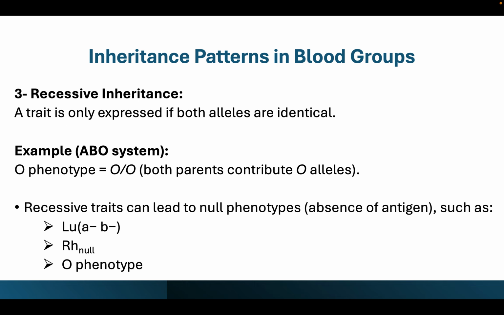Recessive trait: a trait is only expressed if both alleles are identical. An example is the O phenotype. To get an O phenotype, I need two recessive alleles, one from each parent, both O alleles.